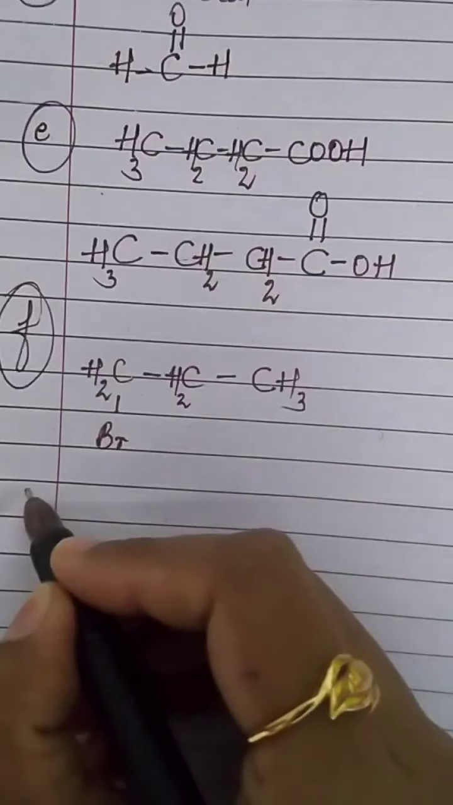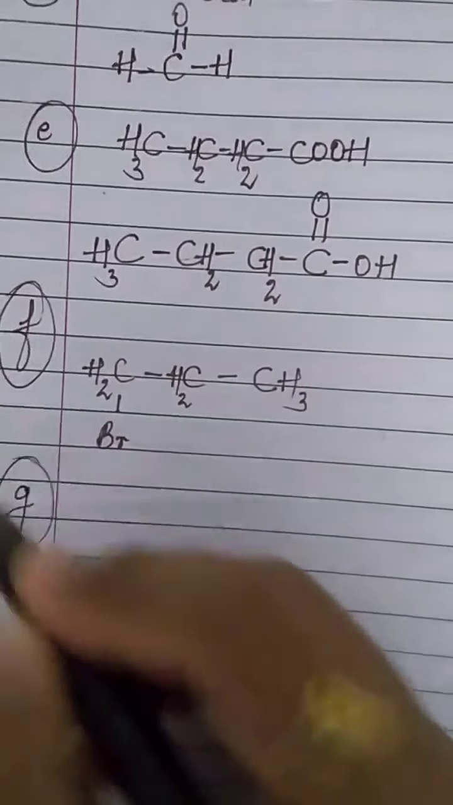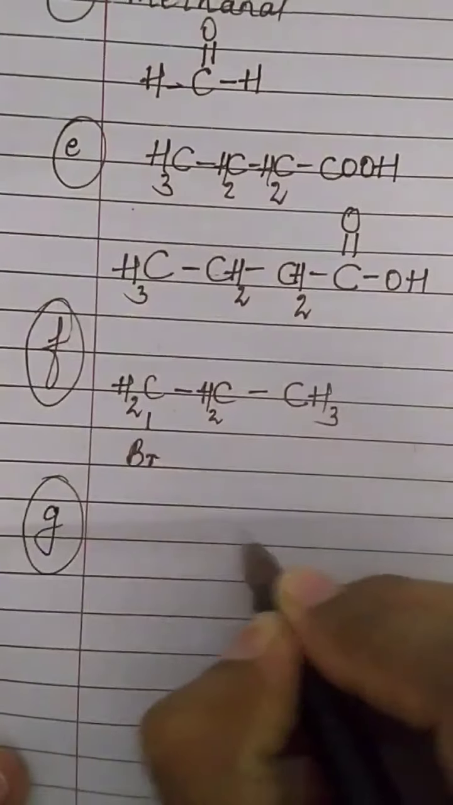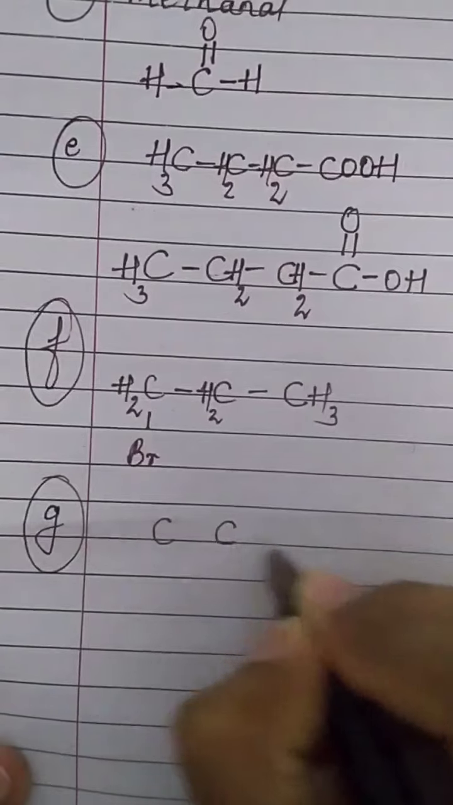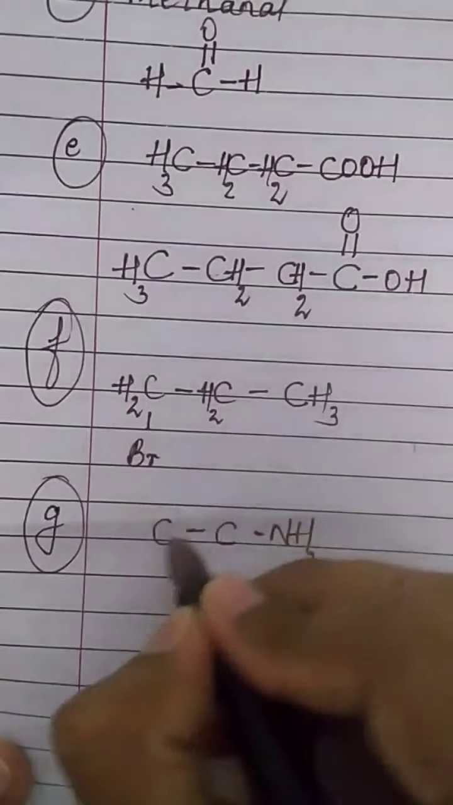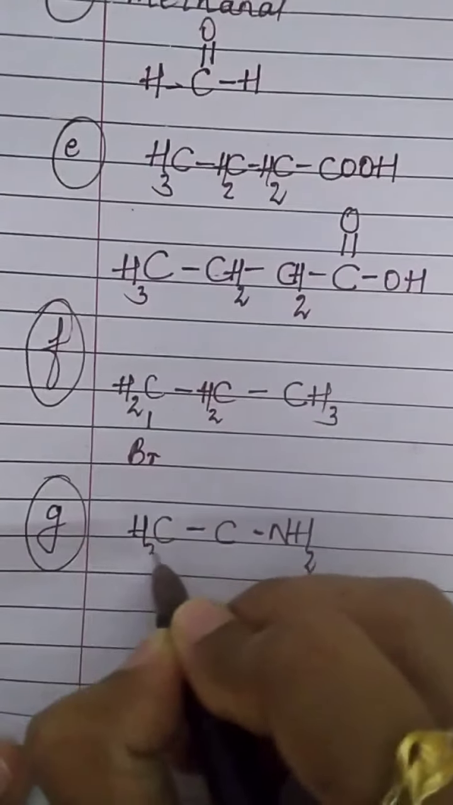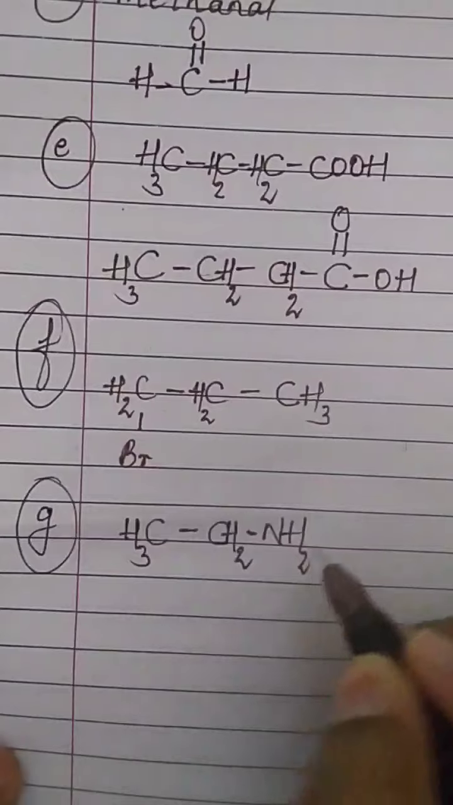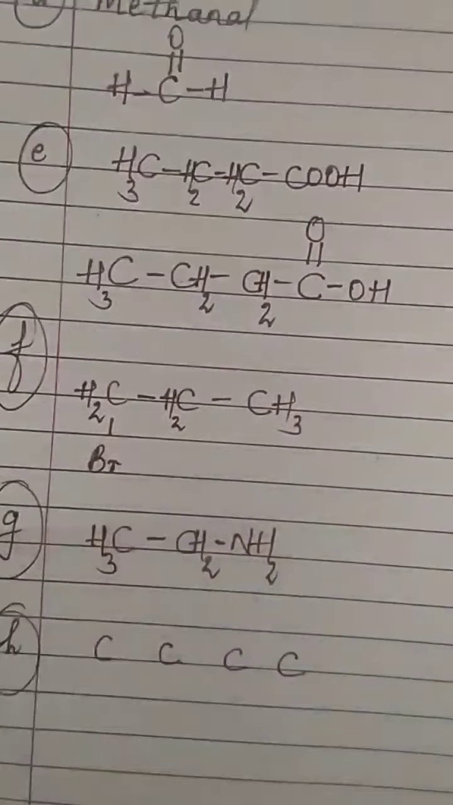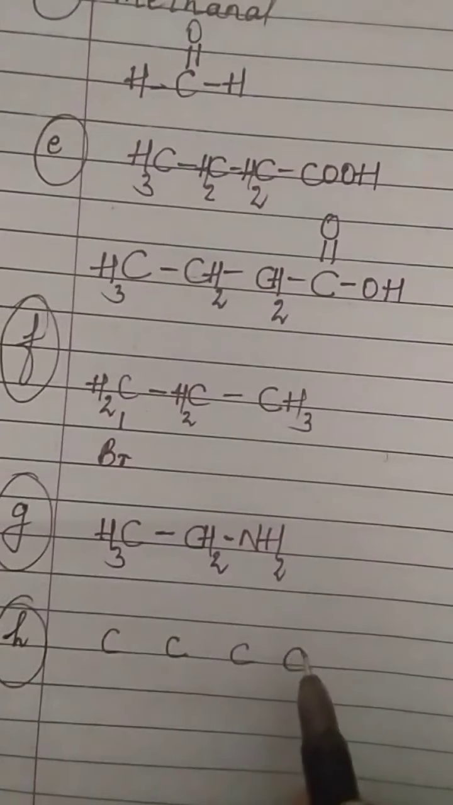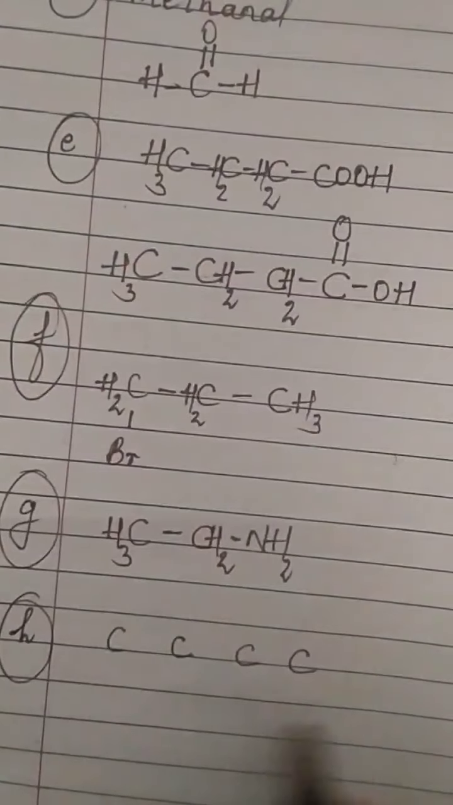Question number G. Ethanamine. Ethanamine means NH2: methane, ethane and NH2. Satisfy the valency. 1 and 3. 3, 4. 1, 2, 3, 4. CH3, CH2, NH2. Ethanamine. To which carbon the double bond, that is the ketone group, goes is not told, so we can put it anywhere.